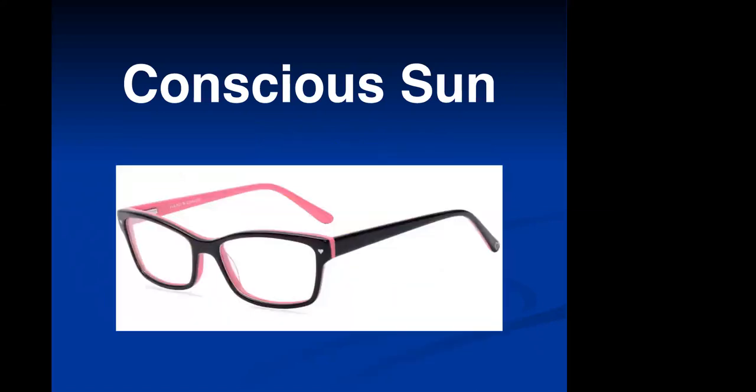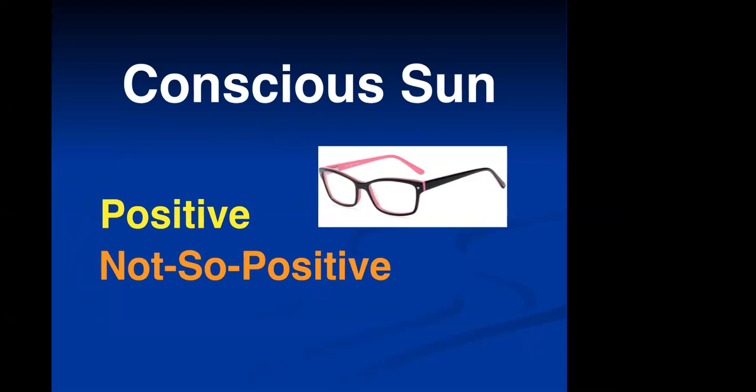I think of the conscious sun as being the lens through which I look at everything going on in the world. So it's like, if I imagine having these glasses on, this is like the conscious sun. I can't see anything in the world unless I'm looking through this lens. I'm always looking through these glasses. And it's like the conscious sun is a filter for my experience.